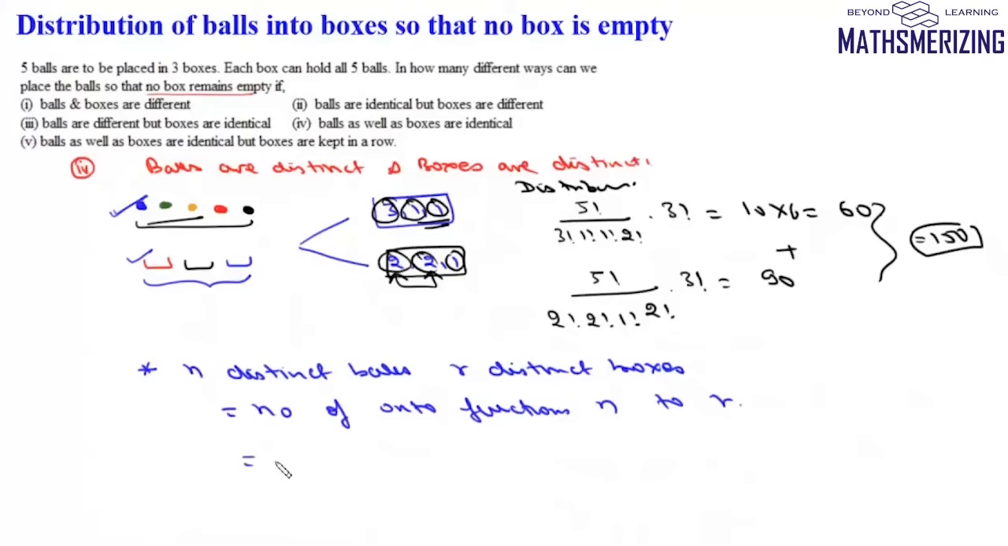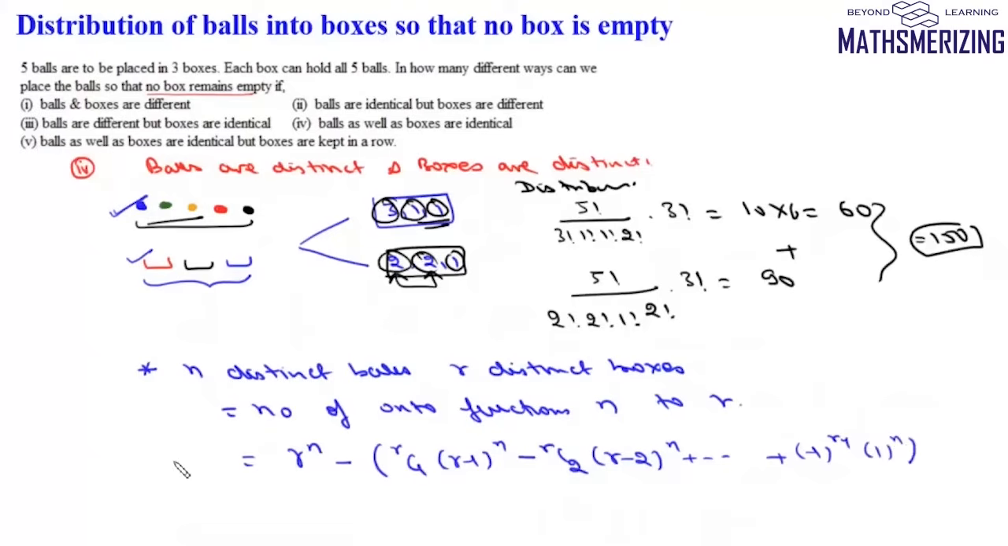This number of onto functions is given by r to the power n minus rC1 (r minus 1) to the power n minus rC2 (r minus 2) to the power n, and we'll continue up to minus 1 to the power r minus 1 and then 1 to the power n. So this is the formula for the number of onto functions from n to r.